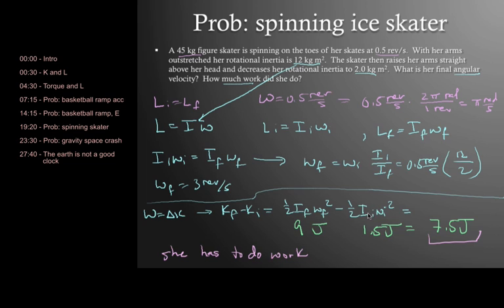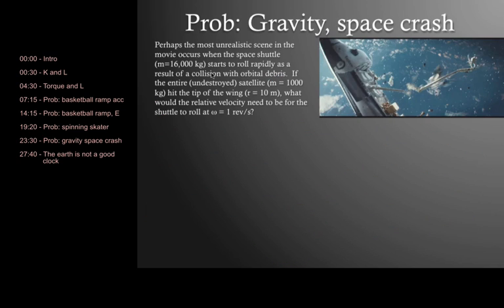And this is why, because if you bring your arms in, you're decreasing this I from initial to final. And so you are having to do work. So if we talk about one of the scenes in the movie Gravity, they're working on this space shuttle, and she's tethered out here, working on some satellite. And then all of a sudden, there's some crash off screen of another satellite that crashes into this satellite. So there's quite a bit of crashing going on.